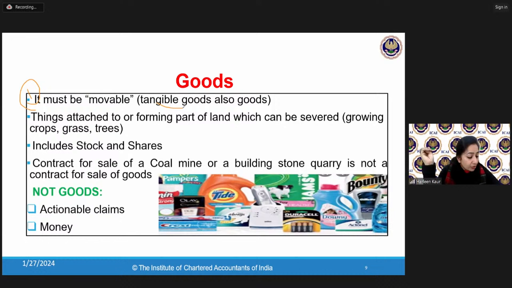Somebody is asking, they make a contract for free supply for 1 year. So, Mr. Liju, if you are making a contract for supplying the goods at a future date, it is an agreement to sell. Now, whether an agreement to sell is for future goods or contingent goods, we will cover that in further slides.